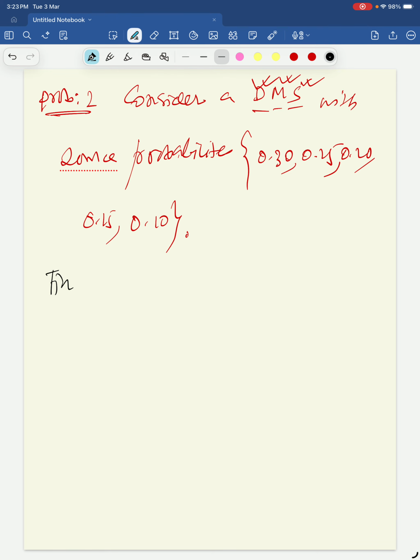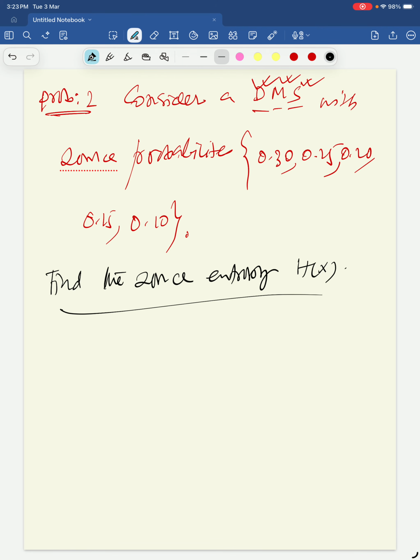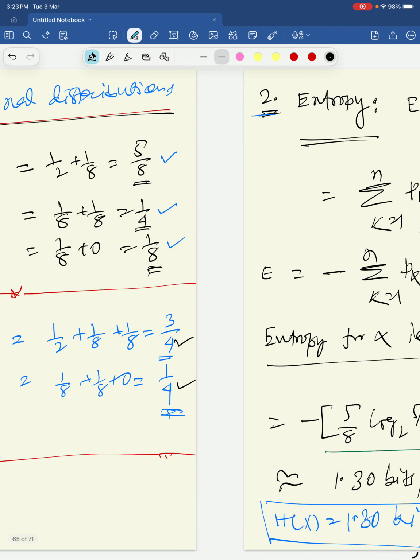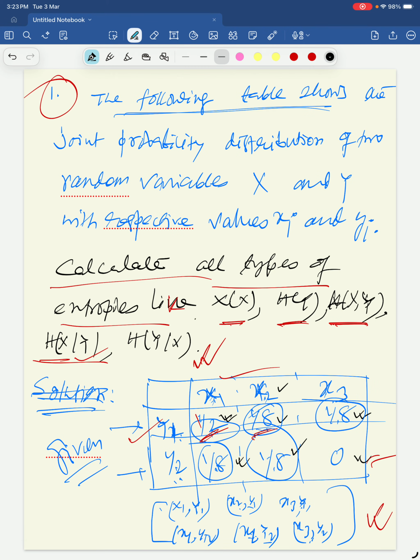Find the source entropy H of X. This is a very good question, very simple question. We have derived many numericals already. All are entropy, so this is very simple, na? Because this kind of entropies we have calculated: H(X), H(Y), H(X,Y), H(X|Y), H(Y|X). So joint probability and conditional probability we have calculated.